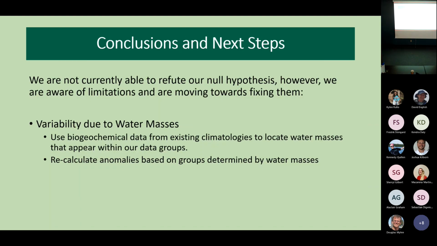Going forward, we're going to use biogeochemical data from pre-existing climatologies to locate where within those frontal groups these water masses are. Then we're going to recalculate anomalies by creating subsets based on those water masses. And hopefully we'll be able to see a little more difference between the spreads in the difference of impact from cyclonic to anticyclonic over seasons, basins, frontal groups, and water masses.